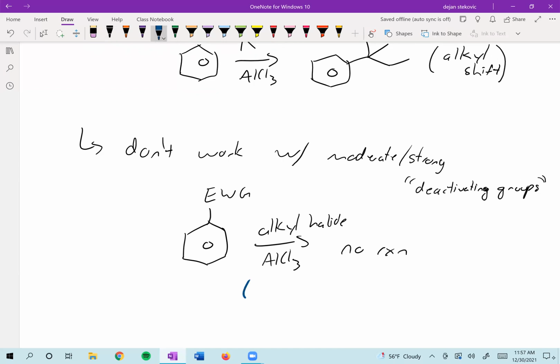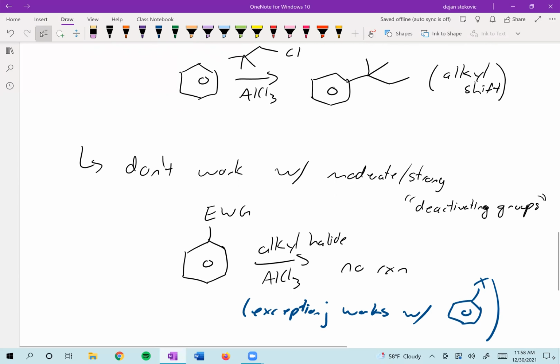The exception is halides. So it'll still work with a bromo or a chloro. But like I said, we'll learn about what electron withdrawing groups are shortly. So while the Friedel-Crafts alkylation might seem super useful, it does have a lot of drawbacks, but don't worry, we've got another reaction that solves most of them.